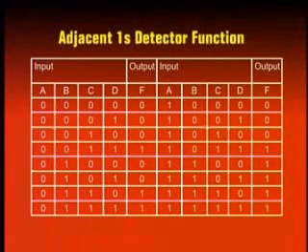The adjacent ones detector circuit accepts a 4-bit binary input and generates a 1 output when it detects a combination of 2 adjacent ones. The function table shows the 16 possible input combinations and the corresponding outputs. Thus, for the input combinations 0011, 0110, 0111, 1011, 1100, 1101, 1110, and 1111, the output function is a 1. The information provided by the function table can be directly implemented to form the adjacent ones detector circuit.